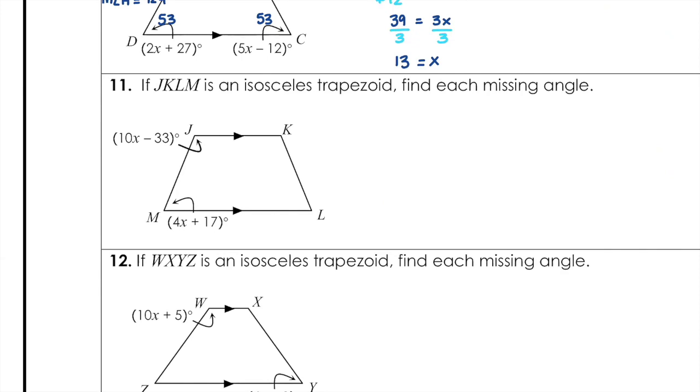Number 11. JKLM is isosceles, find the missing angle. Which relationship do we have here? Are J and M congruent or are they supplementary? They are supplementary. Leg angles are supplementary. So that means 10x minus 33 plus 4x plus 17 equals 180.